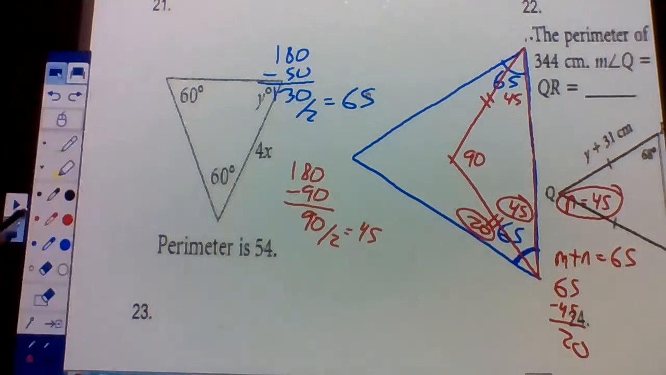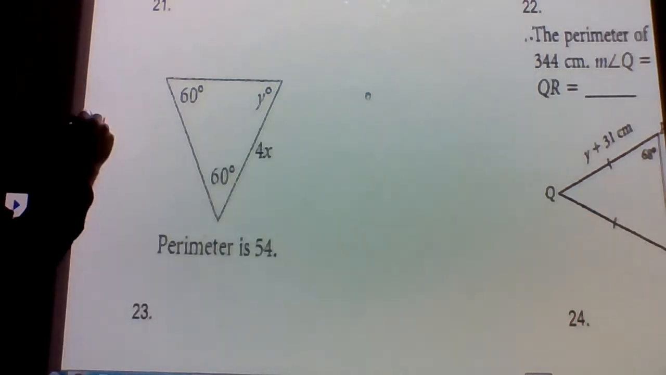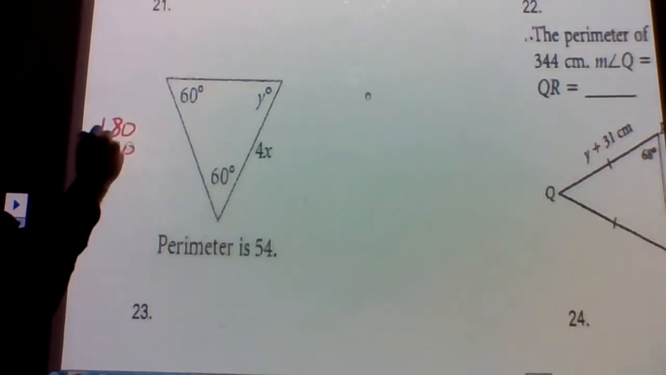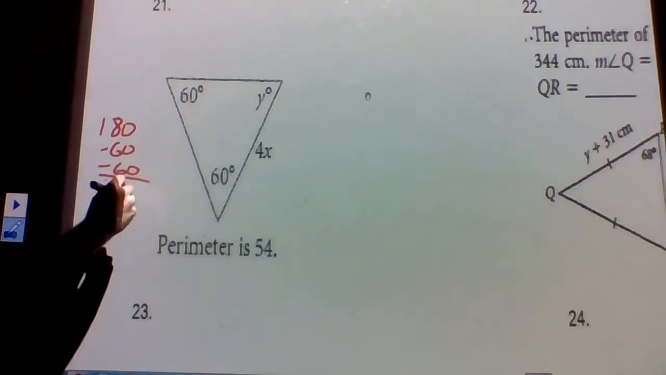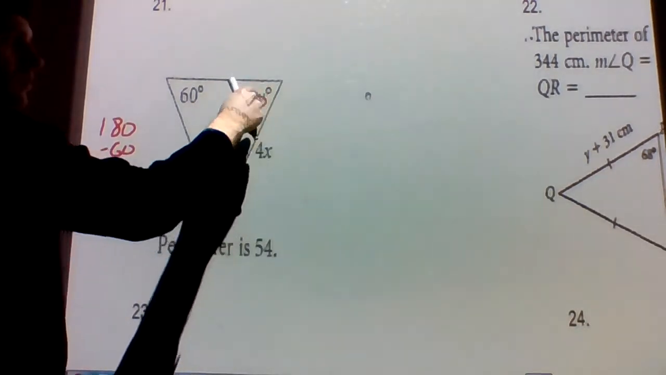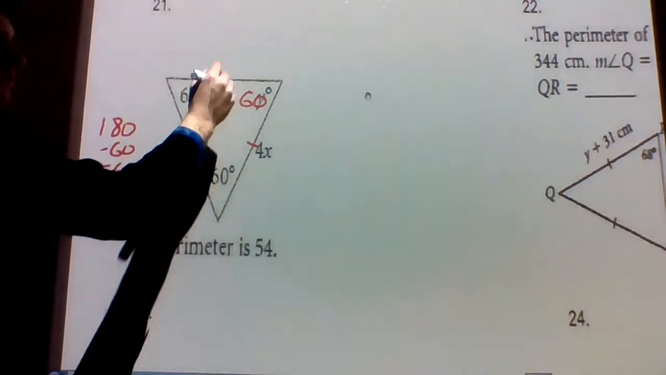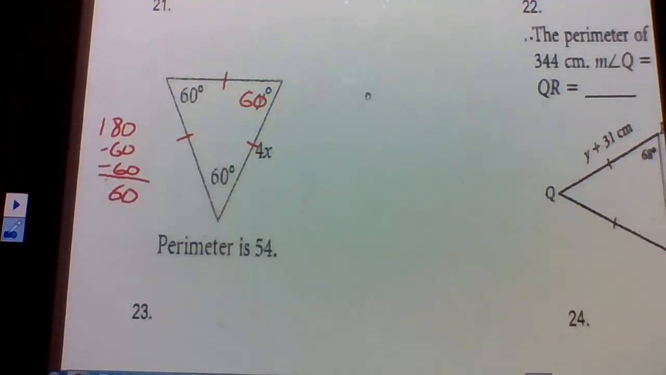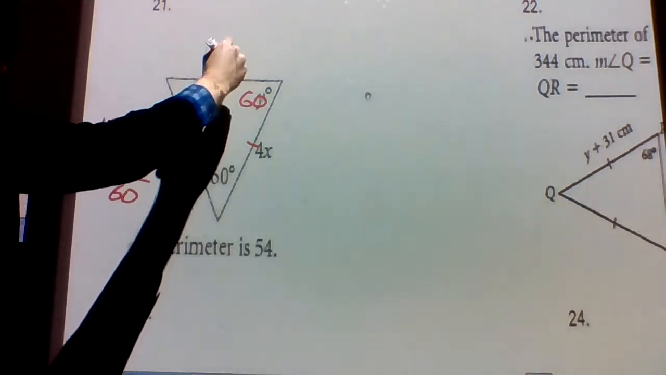We have two angles that are 60. So we can do 180 minus 60 minus 60, which is going to give us 60. So we know this is 60. So since we have 60, 60, 60, we know we have an equilateral triangle. Okay. And if it's equilateral, the sides are all congruent. So 4x, 4x, and 4x.